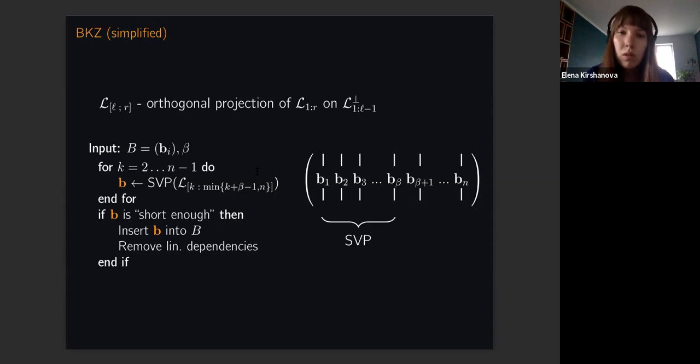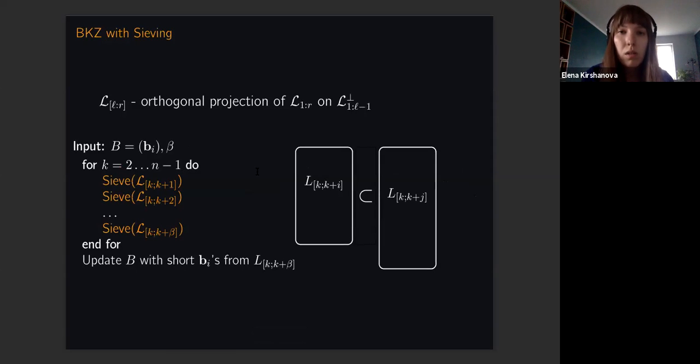If you're not oblivious to what SVP does, in particular if your SVP is a sieving algorithm, you might as well want to reuse not only one vector which is short, but also many vectors that are short. So you could rewrite the BKZ algorithm by just calling the sieve on this kind of lattices, noting that each time you do that, you have an inclusion of your sublattices.